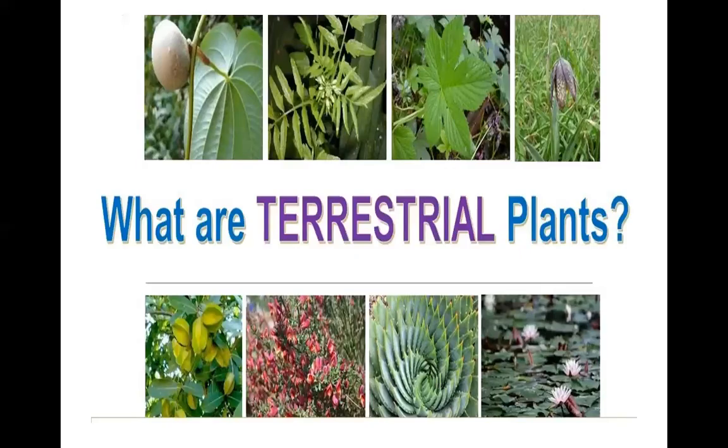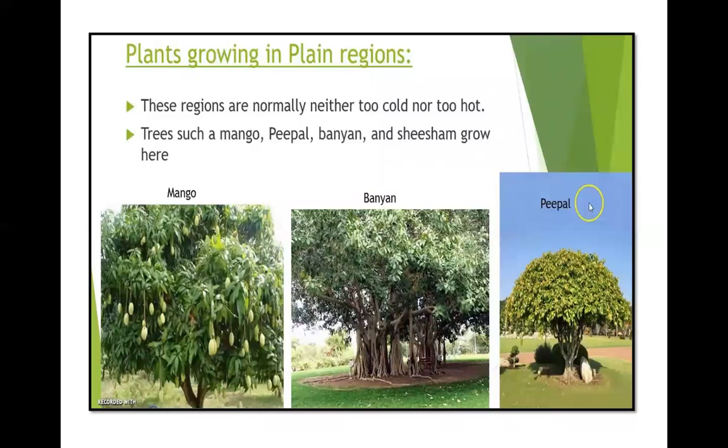Now, what are terrestrial plants? The plants that grow on land habitats such as plains, cold mountains, marshy lands, and deserts are called terrestrial plants. Now we are going to learn about them one by one. Plants that grow in plain regions. The climate in the plains can range from very hot to very cold.